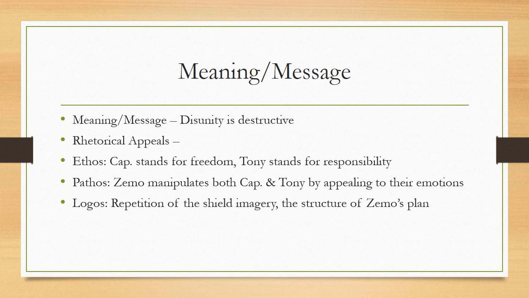Logical reasoning. You have the repetition of the shield imagery, which connects with ethos and pathos. The rhetorical appeals are very interrelated because it stirs the emotions, and it has that credibility by introducing Cap or evoking America. But the repetition of it is a very logical strategy on the part of the filmmakers to bring to mind certain things. And then, of course, Zemo's plan is incredibly logically structured, and like I said, for the most part, it works out. The heroes don't destroy each other, but they're fractured.